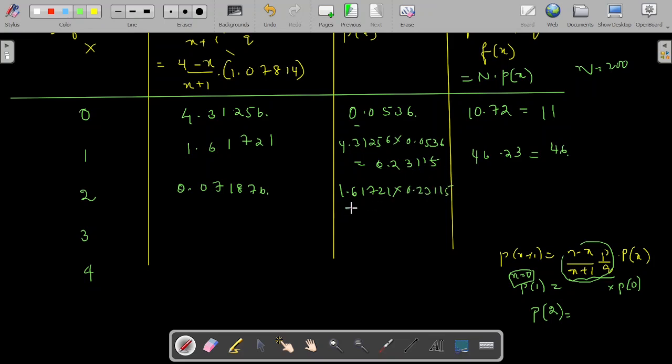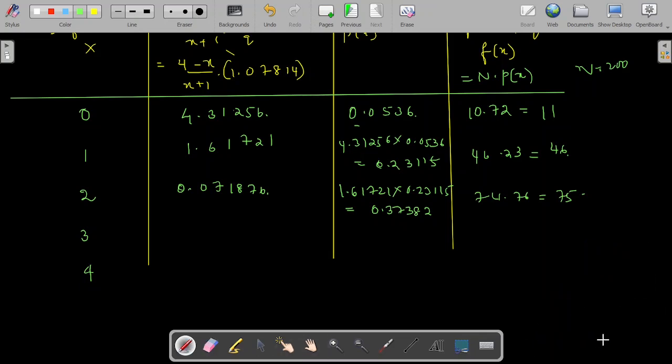0.23115. So that gives you the value 0.37382. So multiply this with 200, which gives you 74.76, which is nothing but 75. Okay.